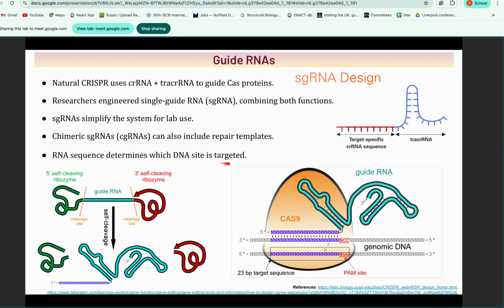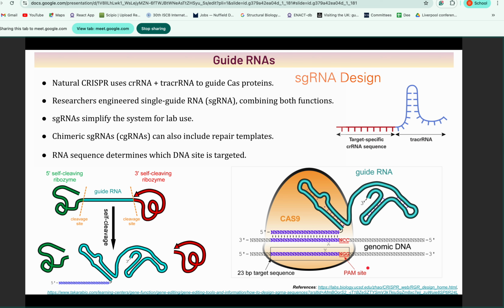RNA sequences determine which DNA site is targeted. So why do I need these single guide RNAs? Because this target specific CRISPR RNA is the one sequence which will decide where I want my Cas9 to go and bind in the genomic DNA. And this shows how the guide RNA is made. So this has a 5' self-cleaving ribozyme site and this is also the 3' self-cleaving ribozyme site. So in this way, cleavage will take place, and after the self-cleavage, we will obtain the guide RNA. So this will be my guide RNA, and both these sites are now cleaved off.